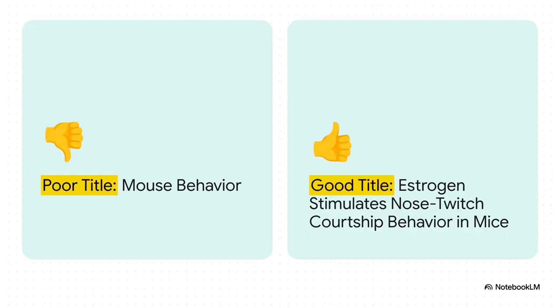Just look at this title comparison. A title like Mouse Behavior. I mean, come on, that's useless. But estrogen stimulates intensity of nose-twitch courtship behavior in mice. Now that tells you exactly what the paper is about. The hormone, the behavior, the animal, it's packed with keywords.